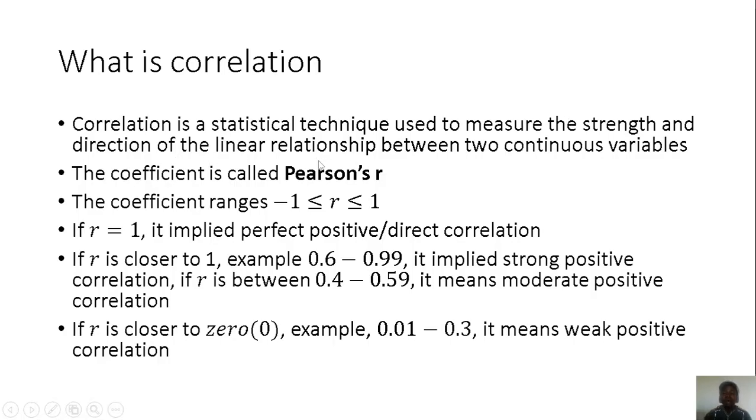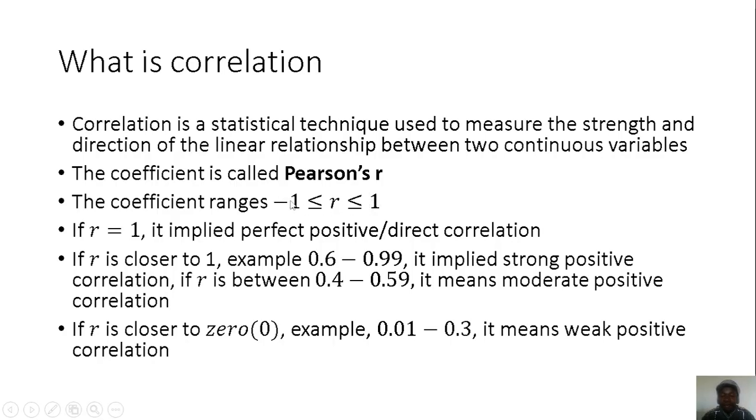So we measure the strength and direction of the relationship, and how they are related. What you have to take notice of is the strength and then the direction of the relationship between two continuous variables. And then the coefficient is called Pearson's coefficient and is denoted by R. We also have other coefficients like Spearman's and Kendall's, so we will talk about them later. And then the range of this R should fall between -1 and 1.